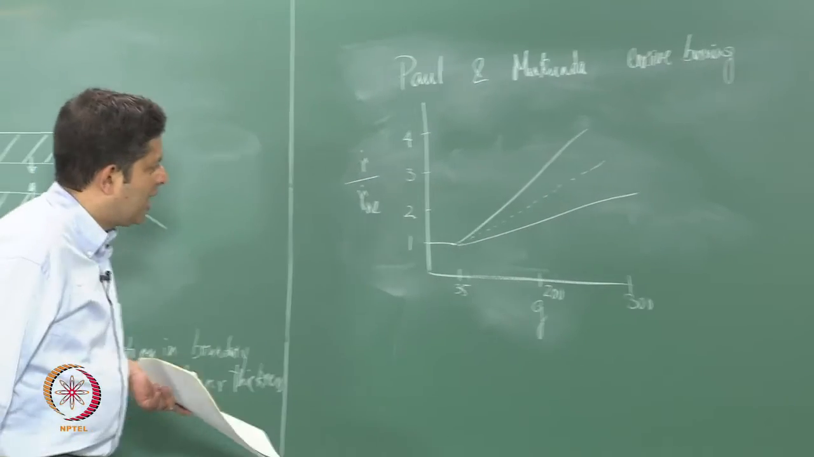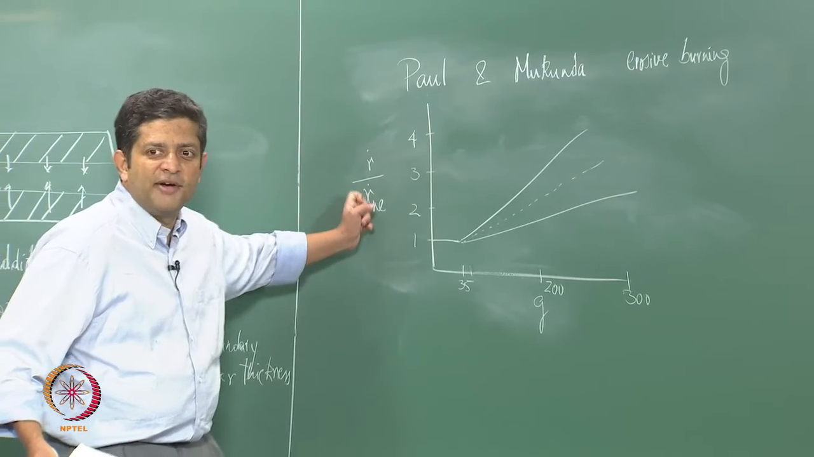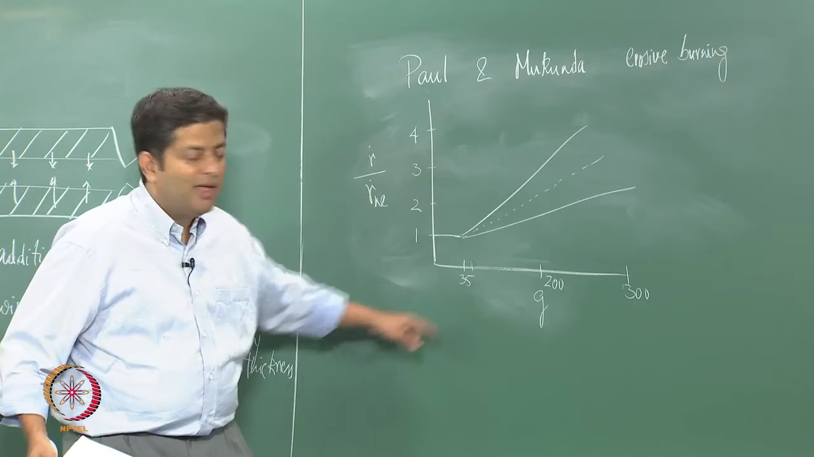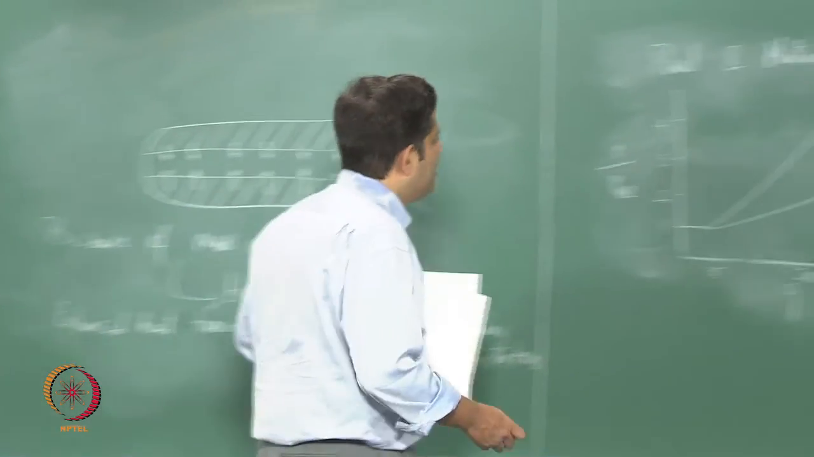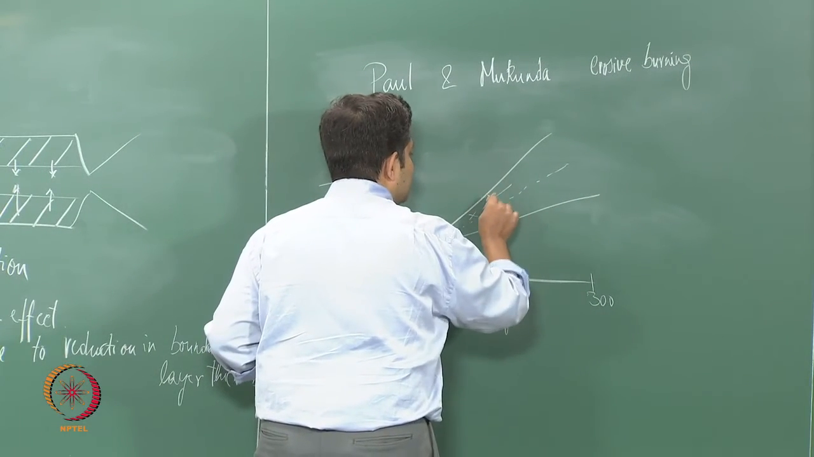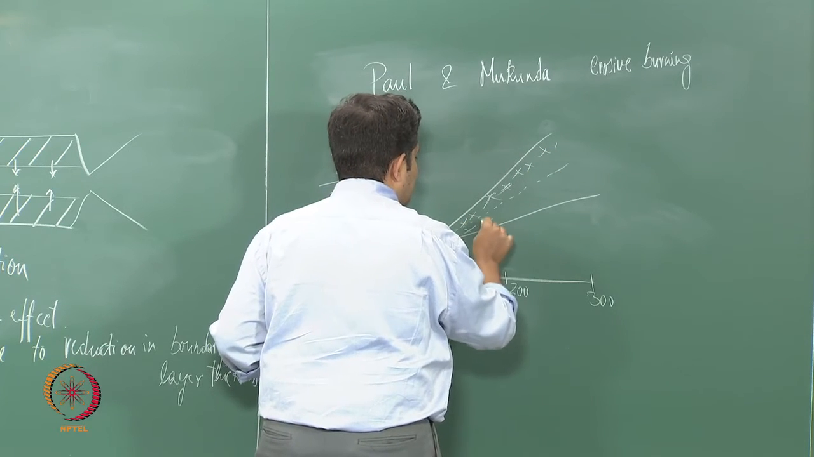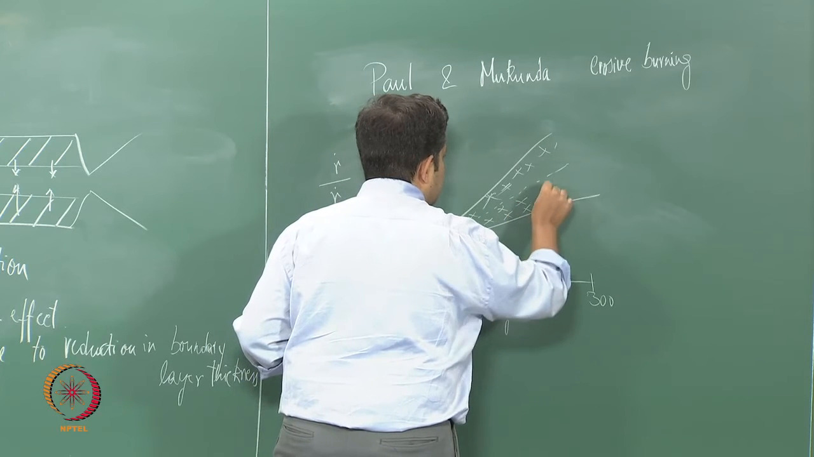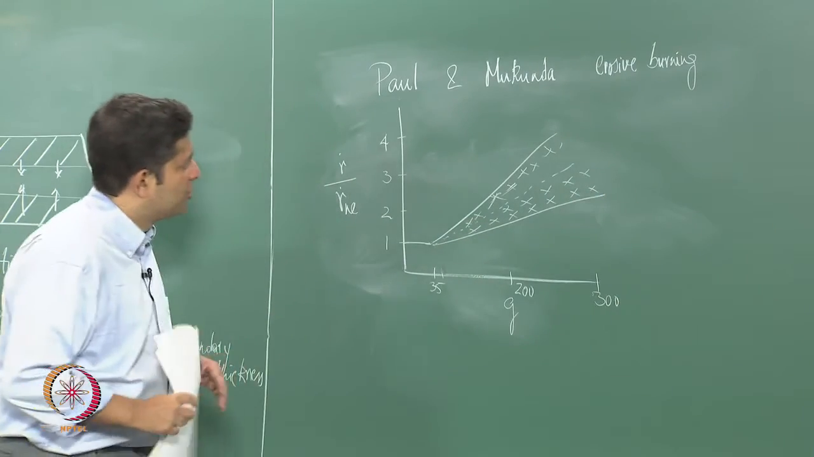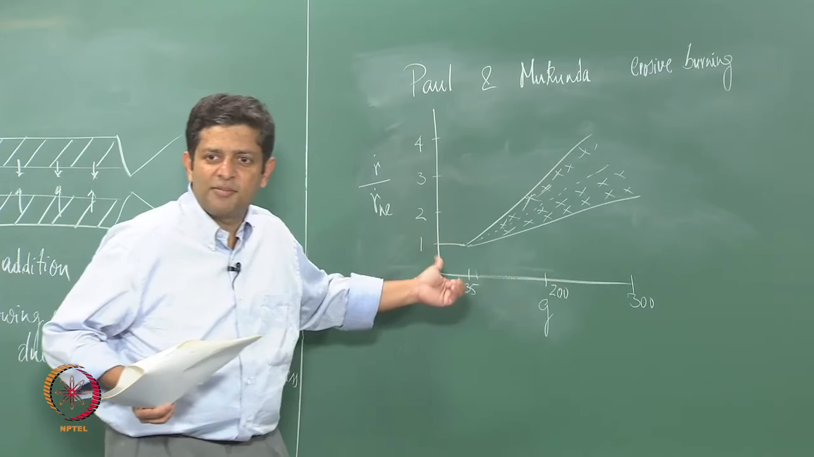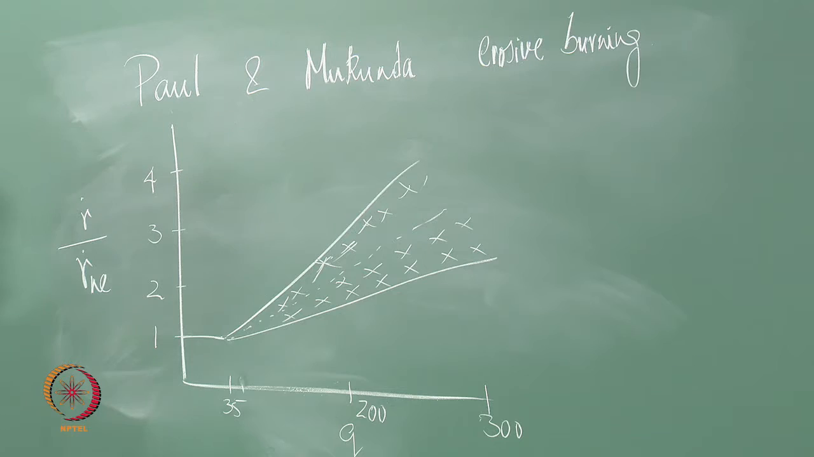What they found was, I will explain in a minute what G is. G is some non-dimensional parameter, and if they plot R dot by R dot non-erosive burning versus G, they found that all the data of all the experiments that were conducted prior to this work fell in this range. That is, you have all the experimental points falling within this range. Right. So the curves here essentially captured all the experimental data, and they derived an expression for this dotted line here.